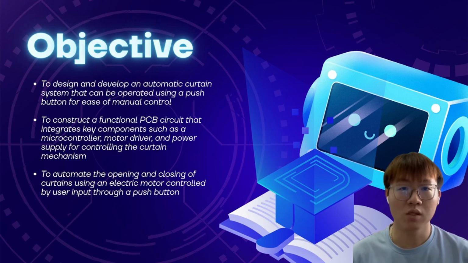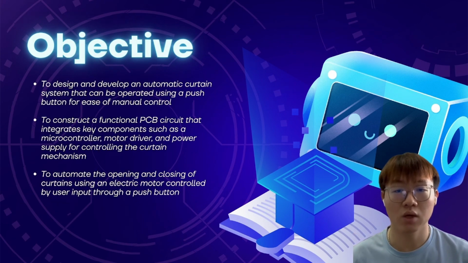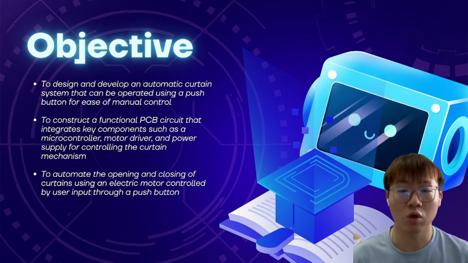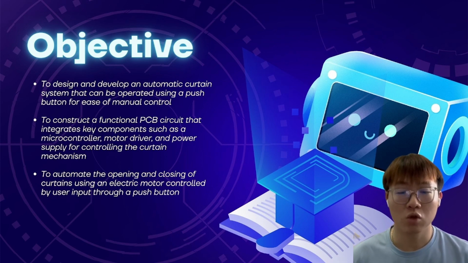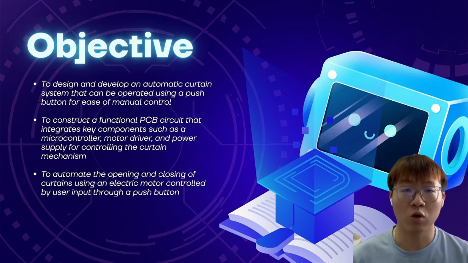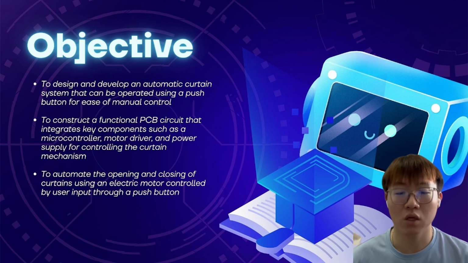The objective of this mini project is to design and develop an automatic curtain system that can be operated using a push button for ease of manual control. The second is to construct a functional PCB circuit that integrates key components such as a microcontroller, motor driver, and power supply for controlling the curtain mechanism. And the last one is to automate the opening and closing of curtains using an electric motor controlled by user input through a push button.